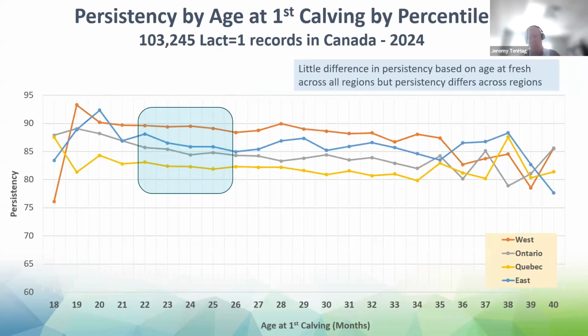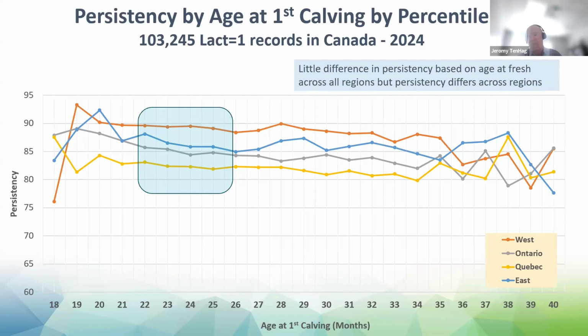Persistency tells a similar story. Certainly it tells the same story when we look at heifers calving out between 22 and 26 months of age. It doesn't really matter what region we're in, the persistency is the same. There are some differences between regions as to what the persistency level is. It ranges from about 83% in the Quebec heifers to about 88 or 89% for the West heifers. But the pattern on how it changes by age at first calving is no different.